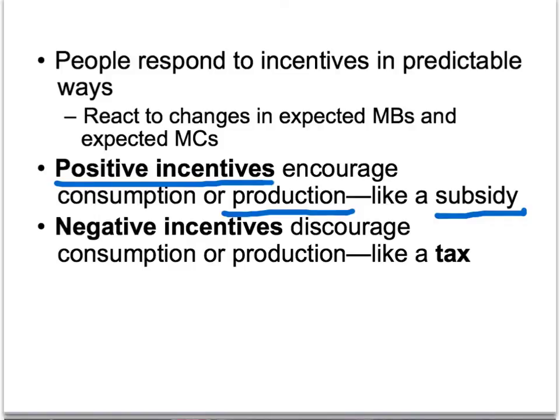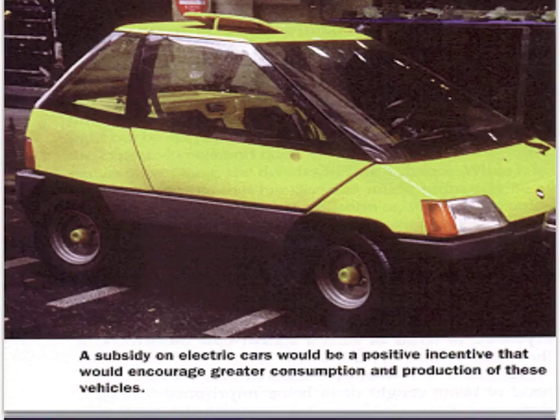The opposite is a negative incentive. And a negative incentive discourages consumption and production, which is like a tax. And tax, like I said, is the opposite of a subsidy. So the opposite would be me saying, every time you don't do your homework, you have to give me $5. So that would discourage you from not doing your homework.